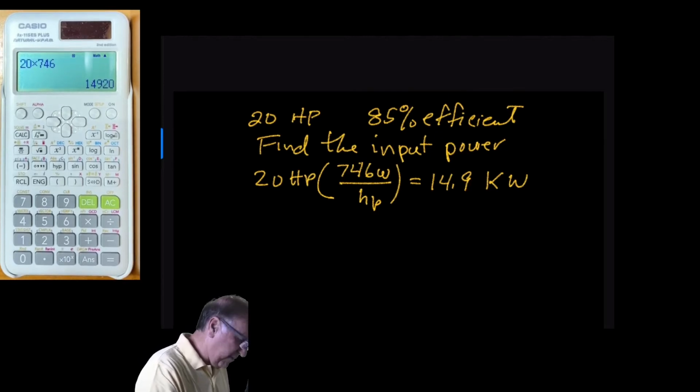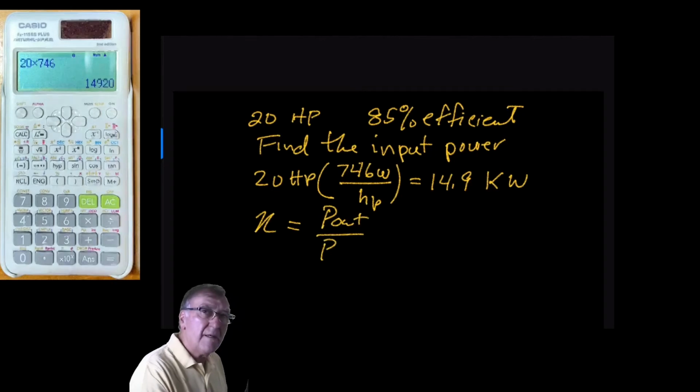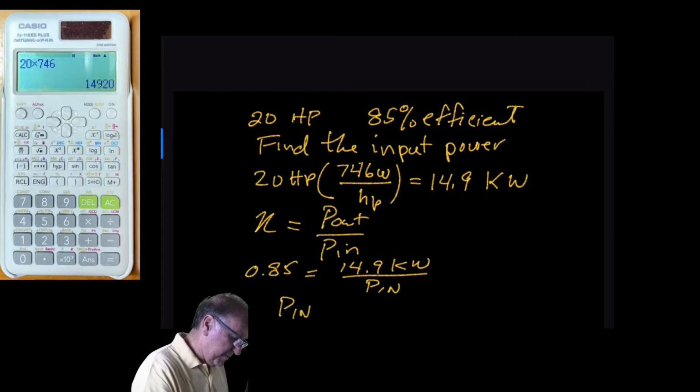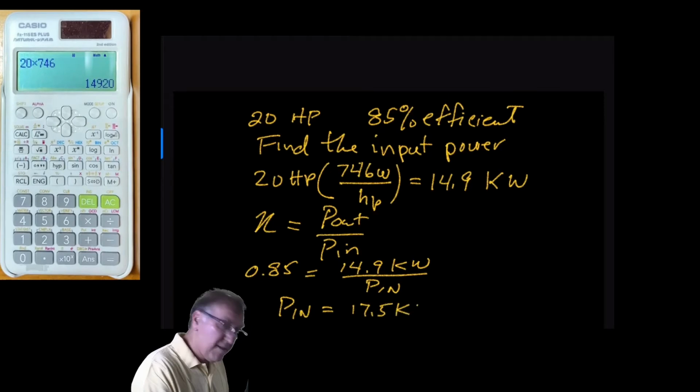We know the efficiency, eta, equals power out over power in, or 0.85, which is our efficiency, equals 14.9 kilowatts over power in. So power in is equal to 17.5 kilowatts.